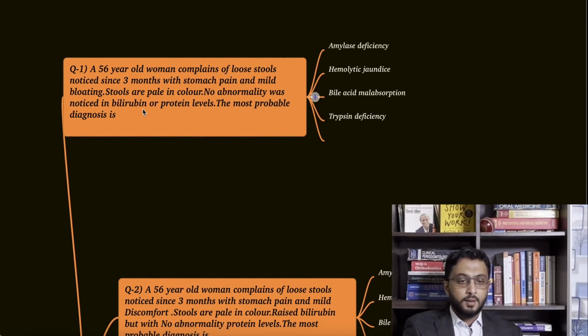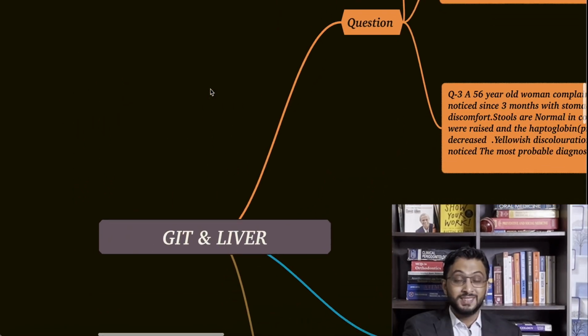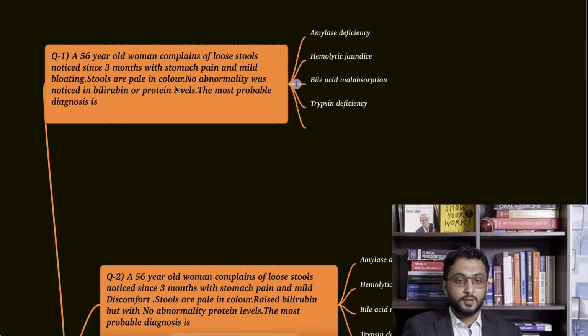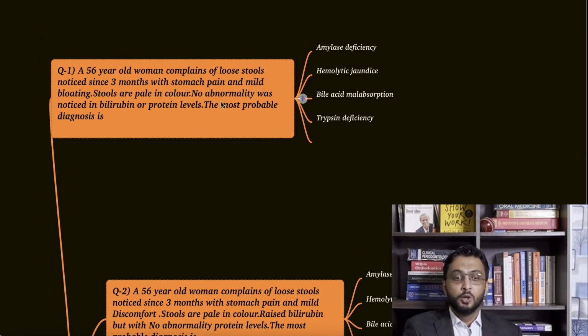Now the first question: a 56-year-old woman complains of loose stools, noticed since 3 months, with stomach pain and mild bloating. So you know the topic is going to be GIT and liver. With stomach pain and mild discomfort, stools are pale in color. You might have seen a similar question in your previous years' papers, but I'm going to give you different types of it. No abnormality was noticed in bilirubin or protein level. The most probable diagnosis is... I want you to pause at this point. I'm going to discuss the key points as well.